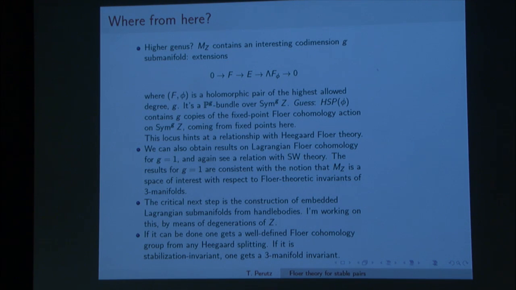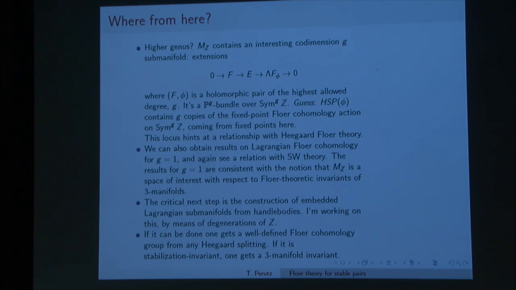In genus 1, it's also possible to get results in Lagrangian Floer cohomology. And again, one sees a relationship with Seiberg-Witten theory via Heegaard splittings, so that's promising. The critical next step would be the construction of these Lagrangian submanifolds from handlebodies. So that's something that I've been thinking about by means of degenerations of Z, but it's not a theorem yet.